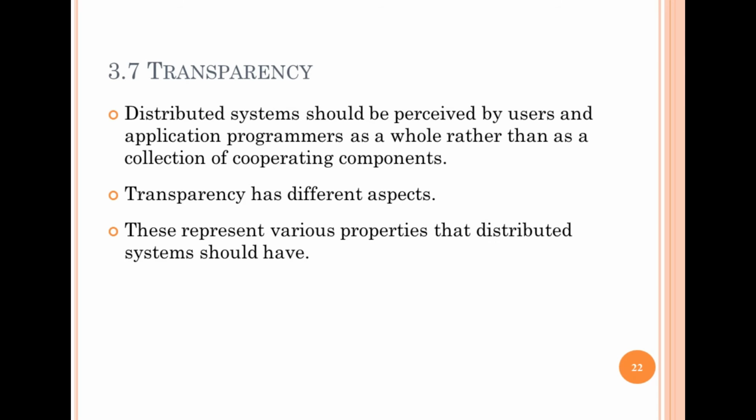The last one is transparency. So what is transparency and what are the types? Distributed systems should be perceived by users and application programmers as a whole rather than as a collection of cooperating components. Transparency has different aspects. These represent various properties that a distributed system should have.